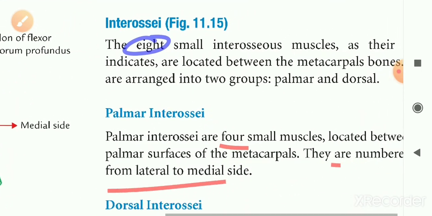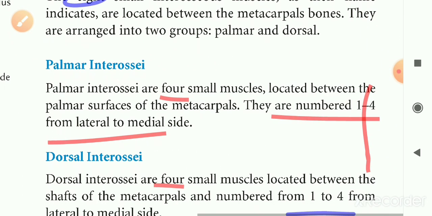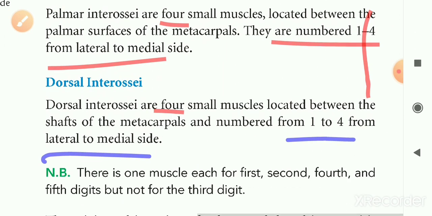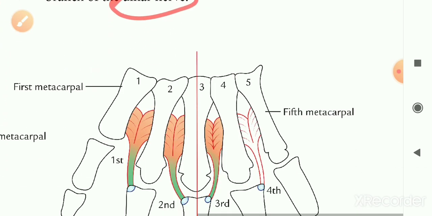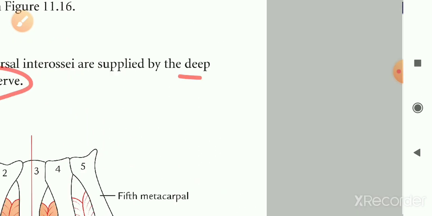Then the interossei muscles. There are 8 interossei muscles, 4 on the palmar aspect and 4 on the dorsal aspect. On the palmar aspect, there are 4 interossei muscles, numbered first, second, third, and fourth from the lateral to medial side, and it is the same for the dorsal interossei. As for the nerve supply, all the palmar and dorsal interossei are supplied by the ulnar nerve.